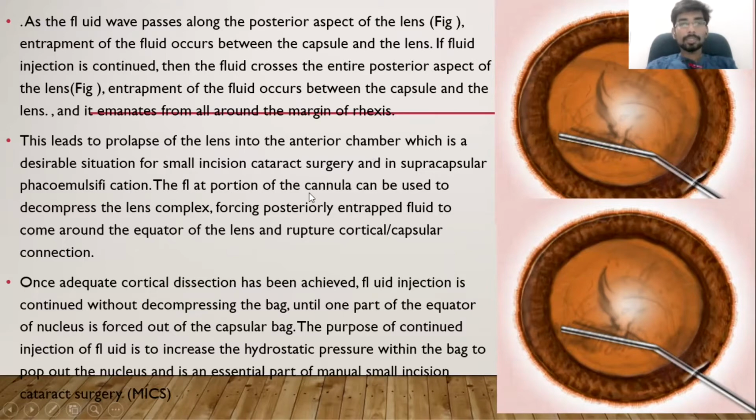The flat portion of the cannula can be used to decompress the lens complex, forcing posteriorly entrapped fluid to come around the equator of the lens and rupture the cortical capsular connection. So once adequate cortical dissection has been achieved, fluid injection is continued without decompressing the bag until one part of the equator of the nucleus is forced out of the capsular bag. The purpose of continued injection of fluid is to increase hydrostatic pressure within the bag to pop out the nucleus.